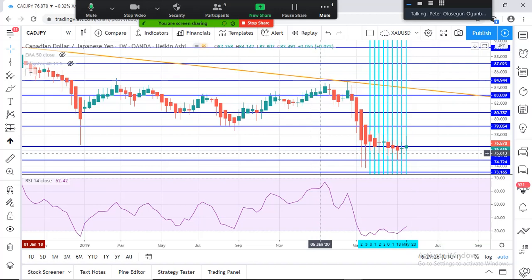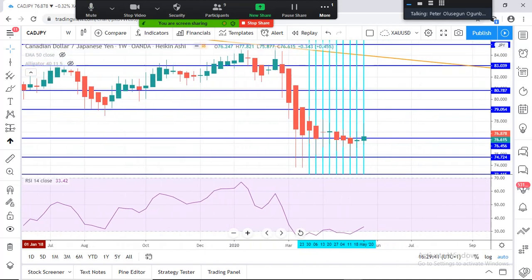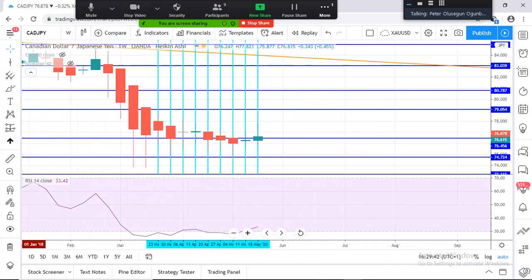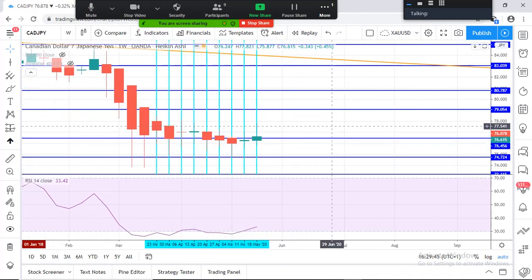Now the next thing we're going to do, we're going to pay attention to these areas of consolidation. Next thing we want to do, let's enlarge this to draw a zone.